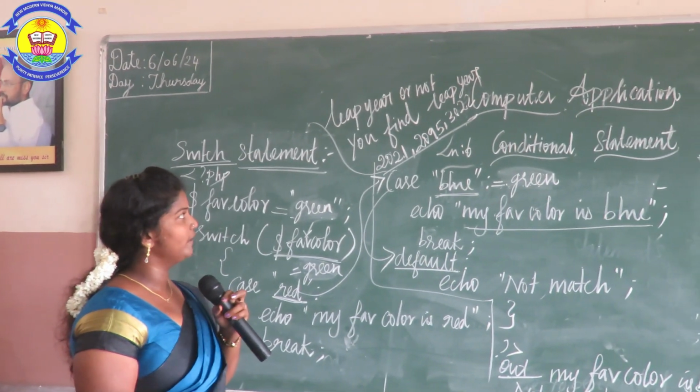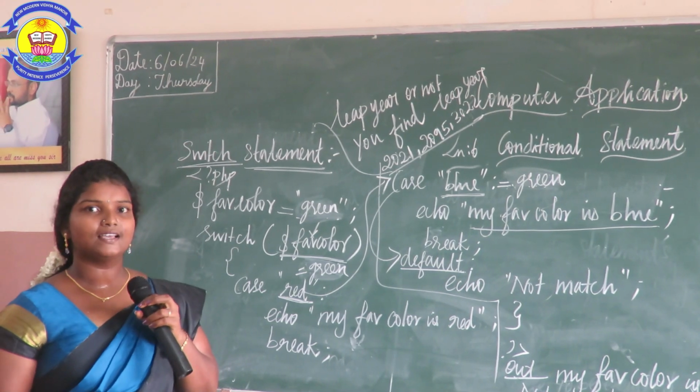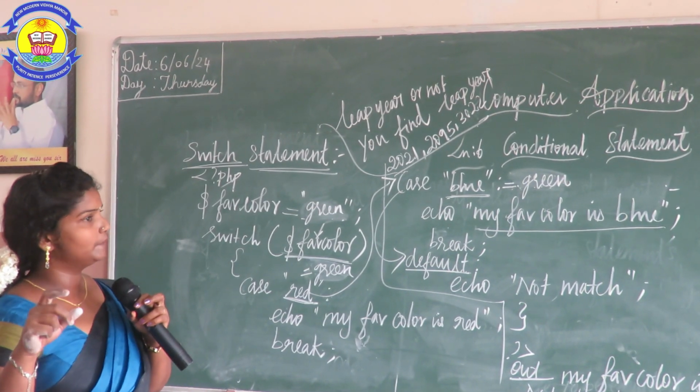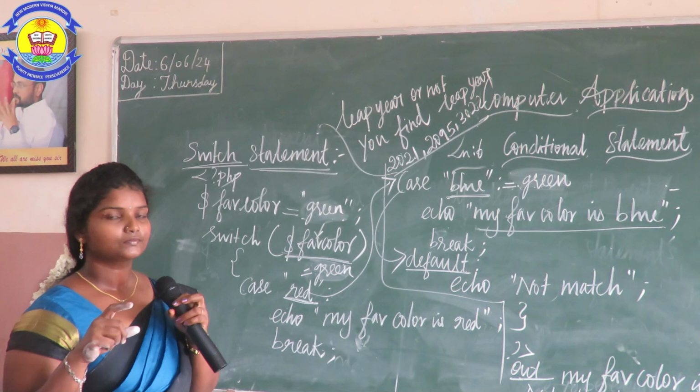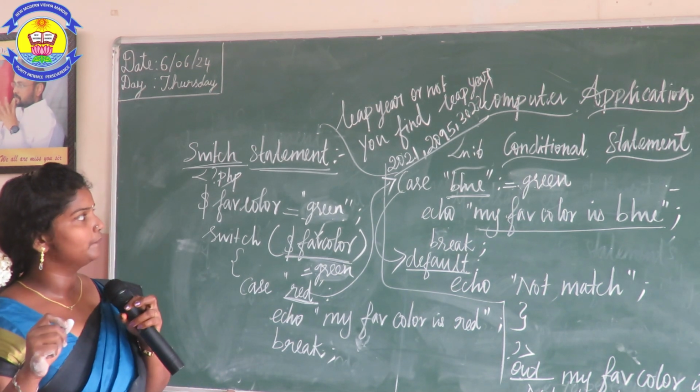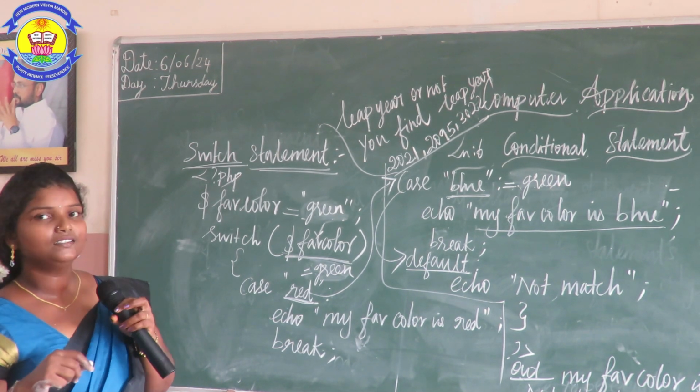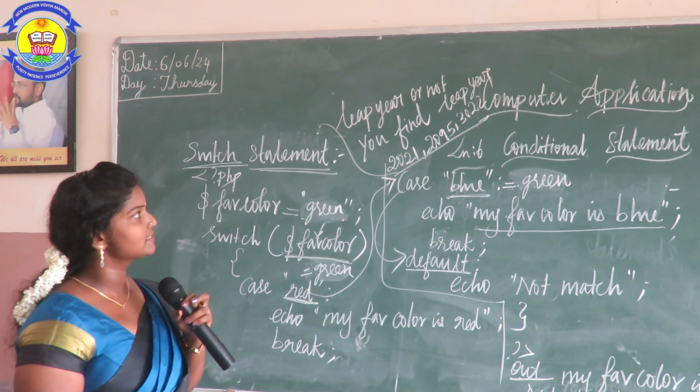First of all, let me explain what a leap year is. A leap year comes once in four years. So you check whether these numbers are leap years or not.